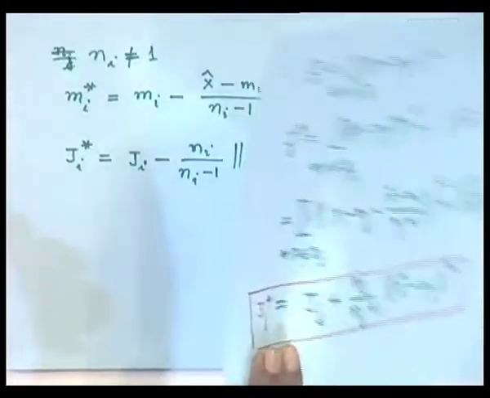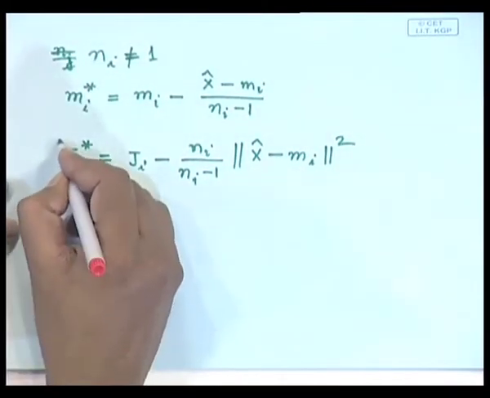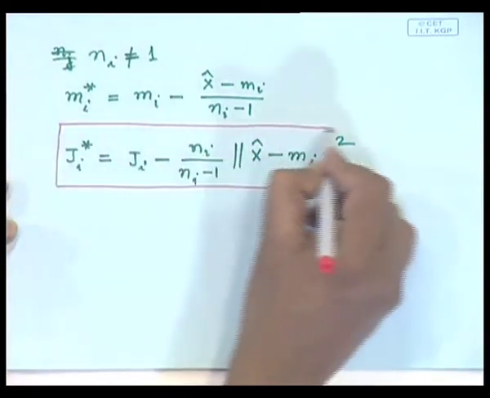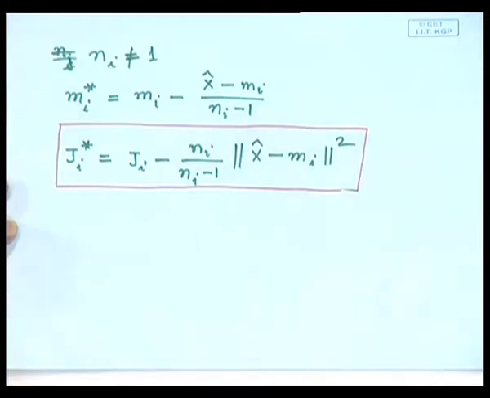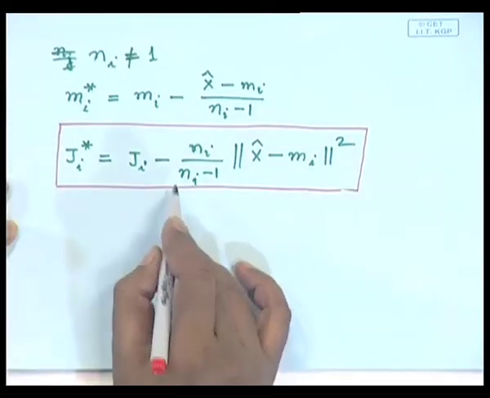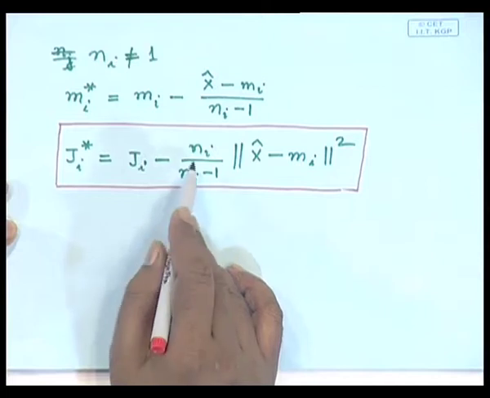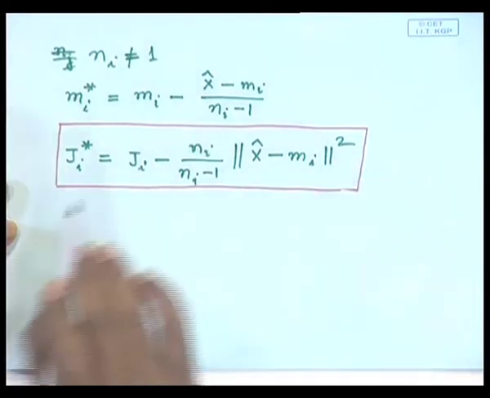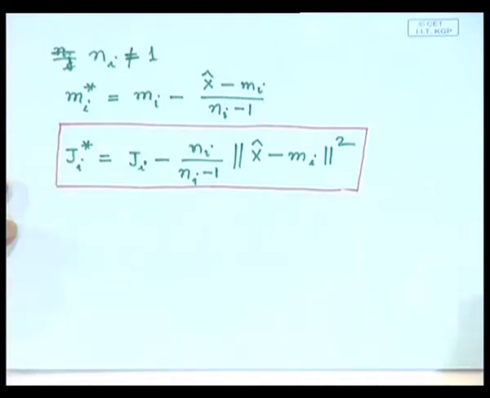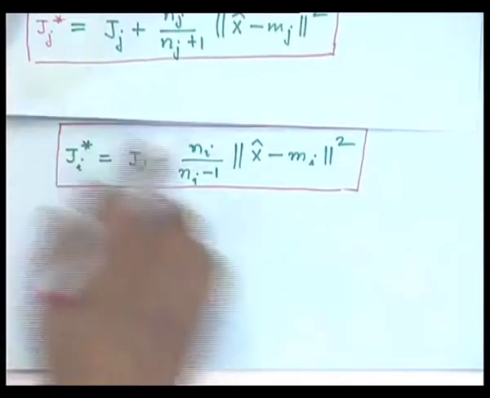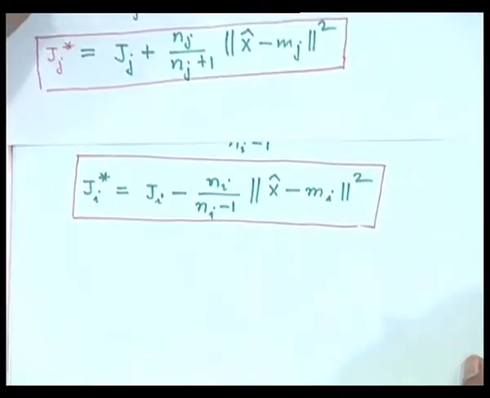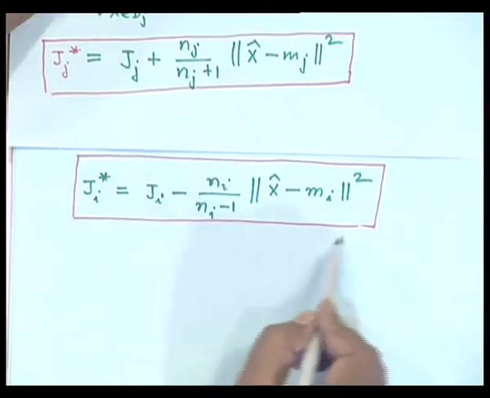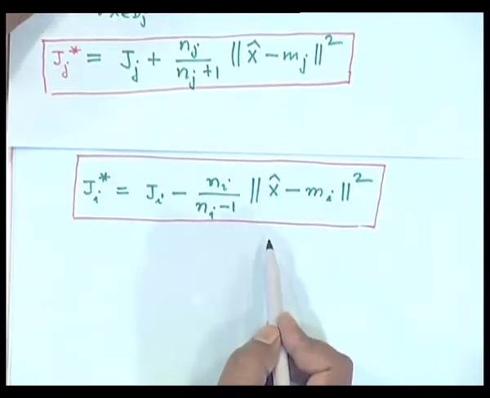Similarly, in the ith cluster, the total error has been reduced, it has been decreased by n_i upon n_i minus 1 into ||x hat minus m_i||^2. So, here I have a net increase: over here there is an increase by this amount, and over here there is a reduction by this amount.